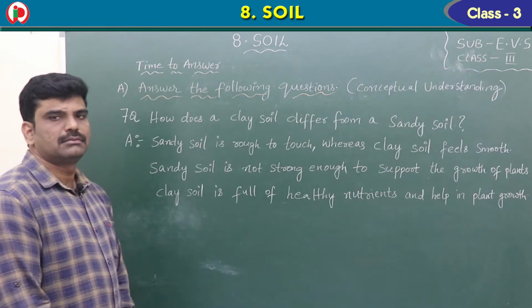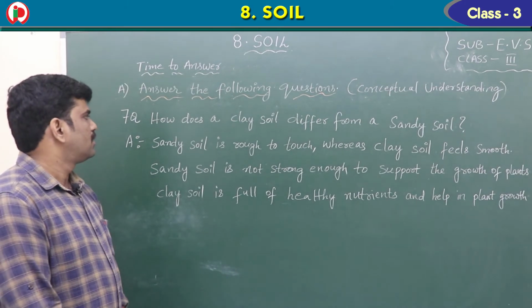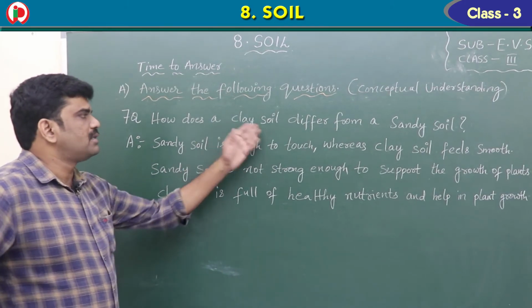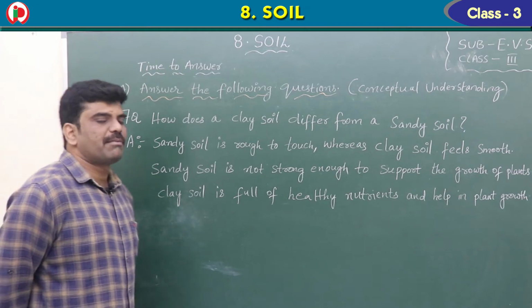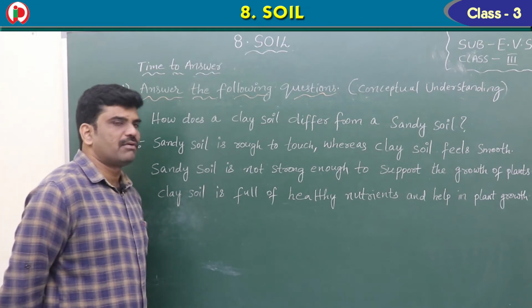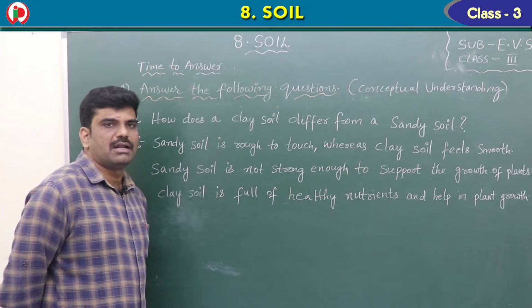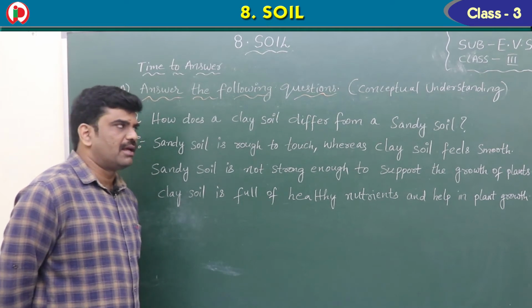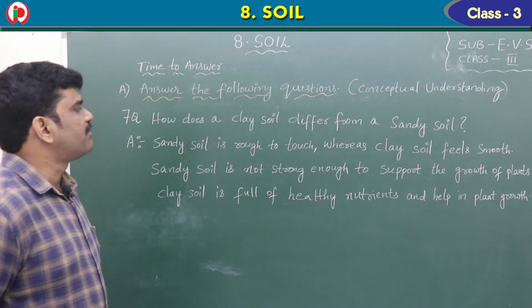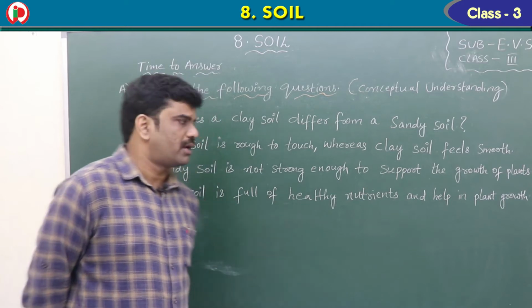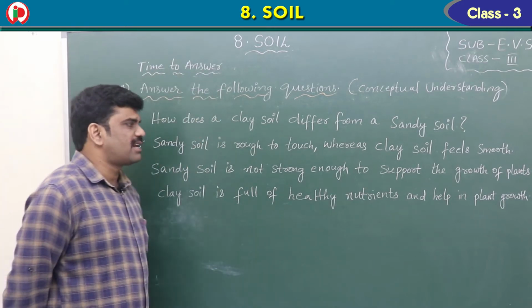Okay. Children, now see seventh question. How does a clay soil differ from a sandy soil? We know that there are four types of soil: clay soil, sandy soil, loam soil and silt. Now let us see the difference between clay soil and sandy soil. Sandy soil is rough to touch.